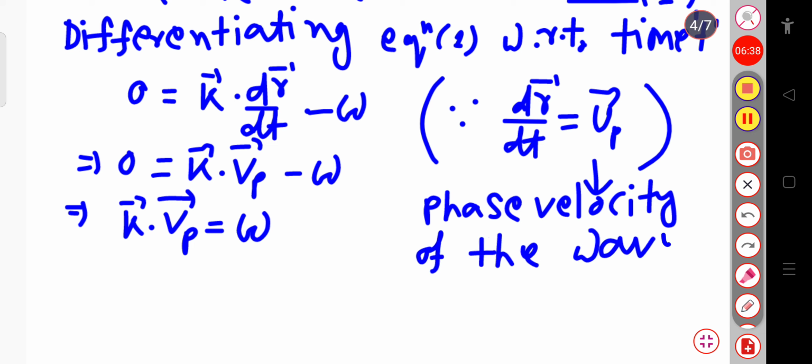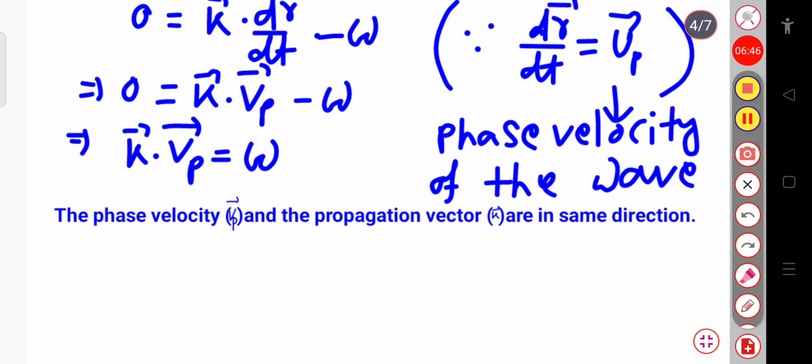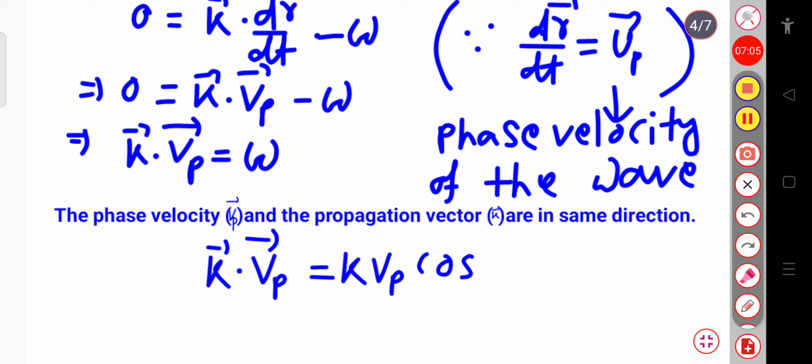And here this phase velocity Vp and the propagation vector k are in the same direction. So we can write this k vector dot Vp vector, as they are in the same direction, as the dot product k Vp cosine 0 degree. This a dot b equal to ab cos theta, so this will be k Vp into cos 0 degree, cos 0 degree is 1, that is equal to k Vp.